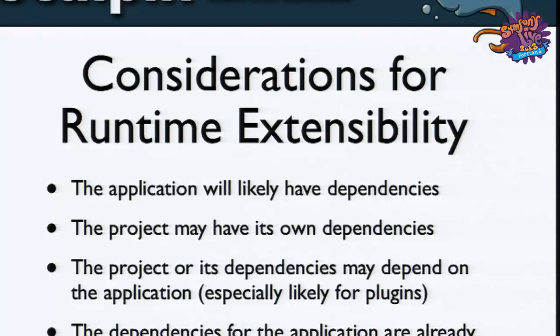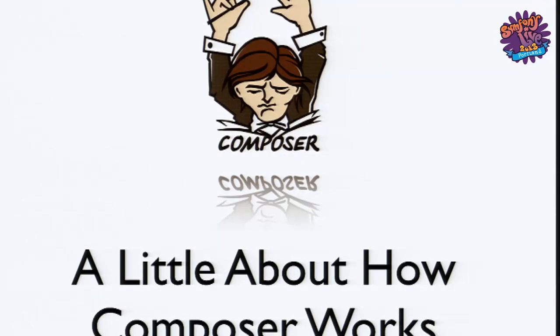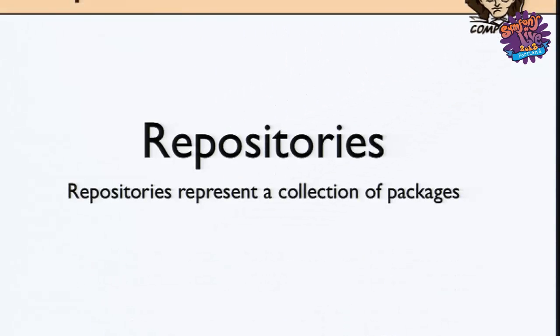The biggest problem that needs to be handled is that the dependencies for the application are already installed. Now, that was kind of a given earlier, but this is actually the hardest part. And this is where we need to talk a little bit about how Composer works. Specifically, we need to talk about repositories. Composer's repositories are basically a collection of packages at specific versions. It's not one package at one version. It can be one package at many versions.